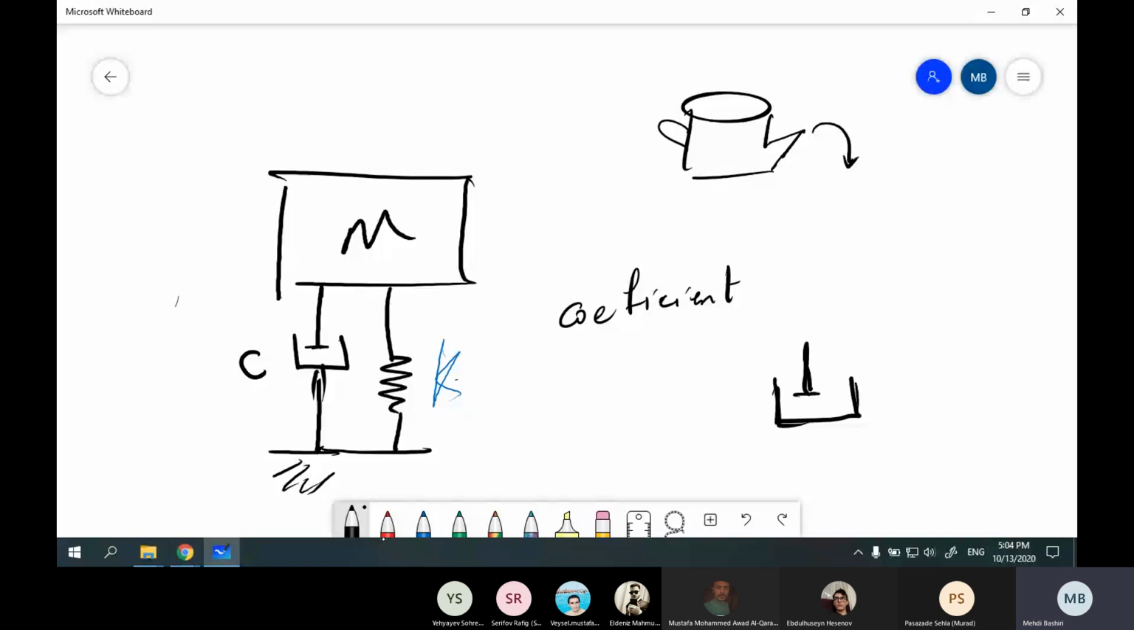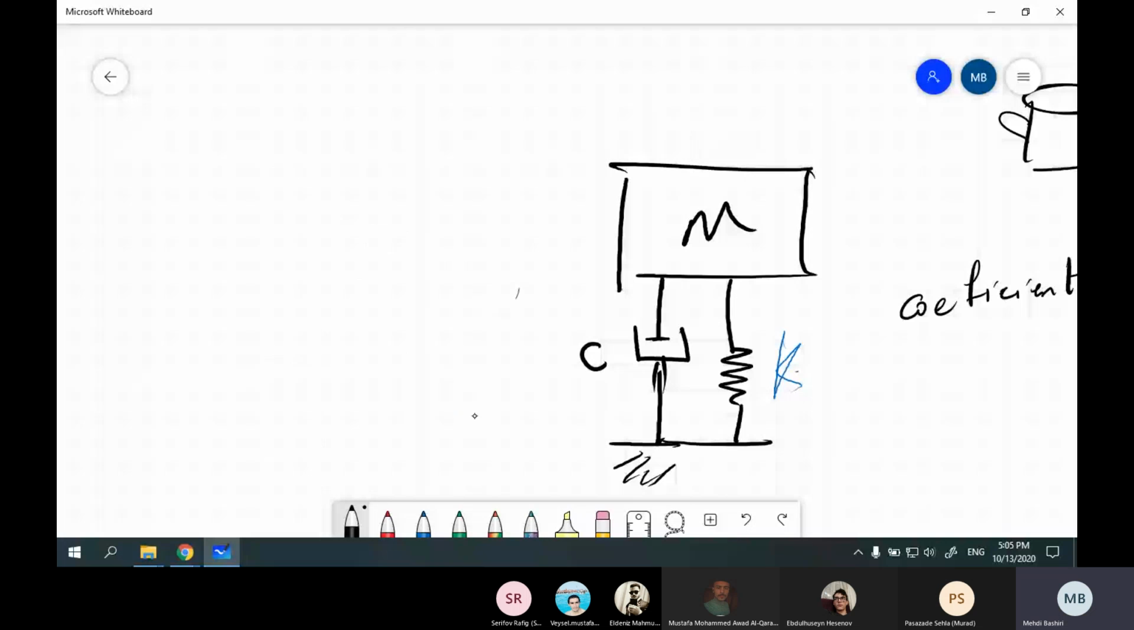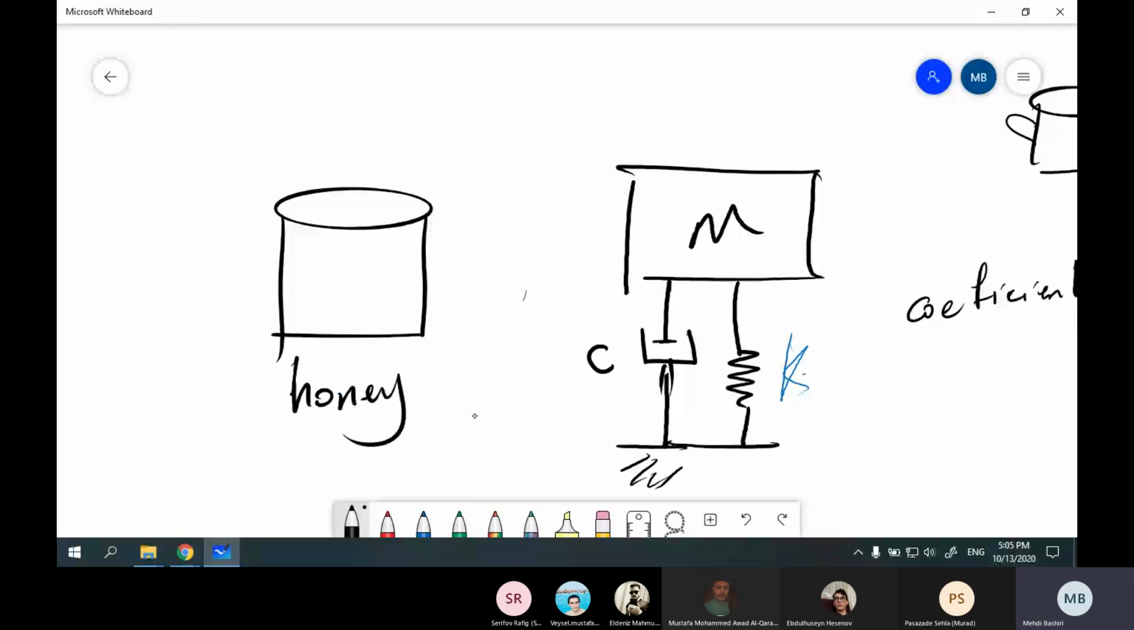And if you move something, for example, suppose that you have a glass filled with honey, and you move your spoon inside this glass, what would happen? The honey, it's not easy to move the spoon. I get it.